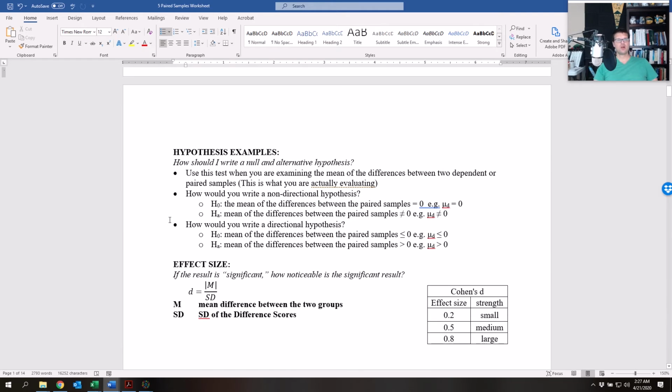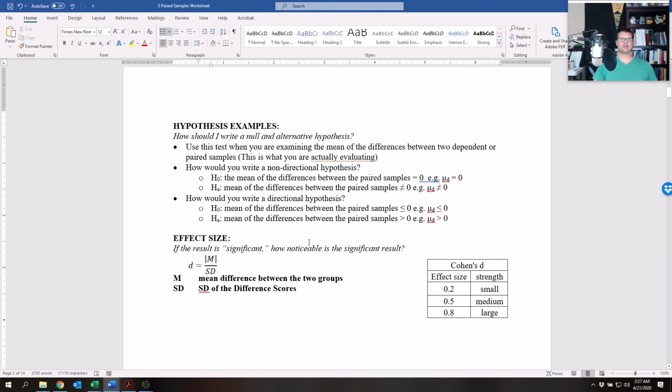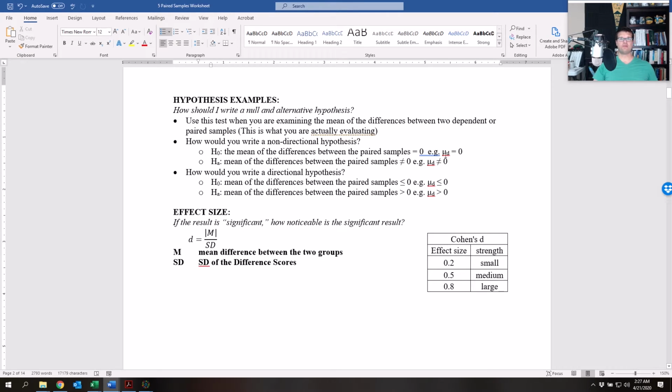Okay, and then we've got the hypothesis examples, which won't make too much sense until we actually get into it, but they are written very differently. Once again, we are comparing the difference scores, and so you'll notice that it says the mean of the differences between the paired samples. In other words, the average difference between the paired samples equals 0 as compared to does not equal 0. The average mean of the differences between the paired samples is less than or equal to 0. The average mean of the differences between the paired samples is greater than 0. Right now, all that we're doing is comparing the mean difference.